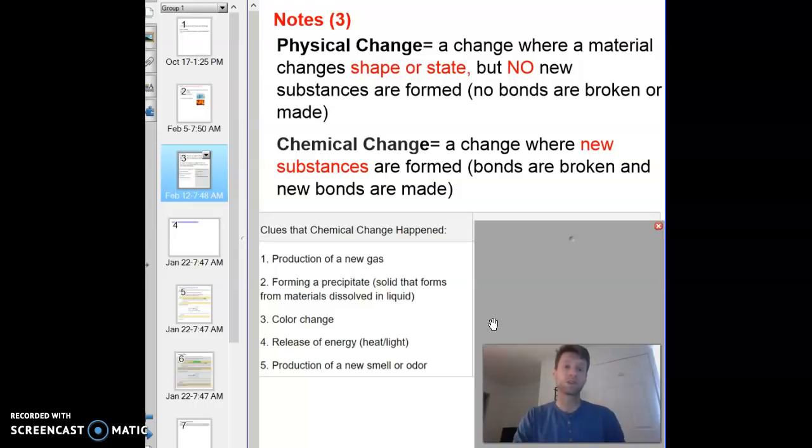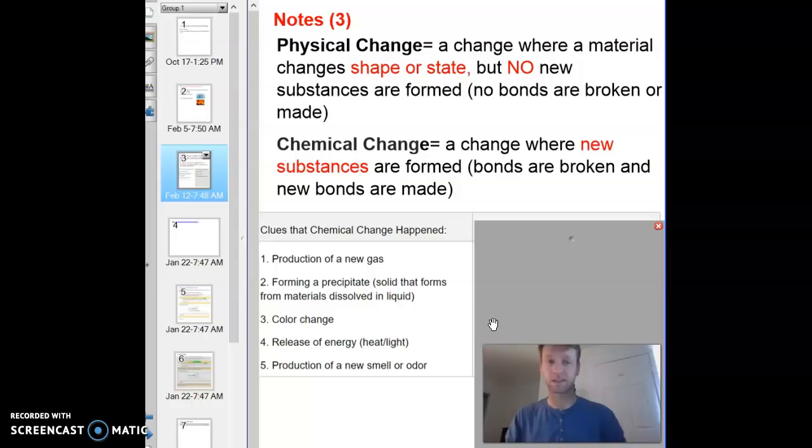Number 4, the release of energy as light or heat. And that's without me adding heat or light. So for the example of this, if you've ever used a hand warmer on a really cold day, maybe you've gone skiing or hiking or snowshoeing, and it's been really cold outside. If you take a hand warmer, normally it's not hot, but when you shake it, you're mixing the compounds together, a chemical change happens, and all of a sudden heat is created.